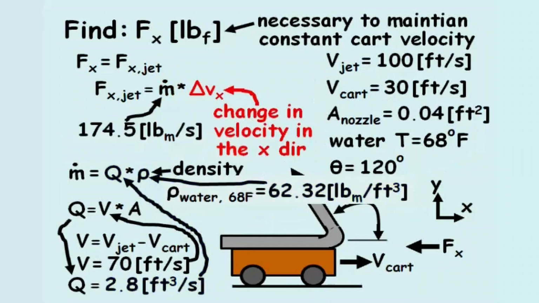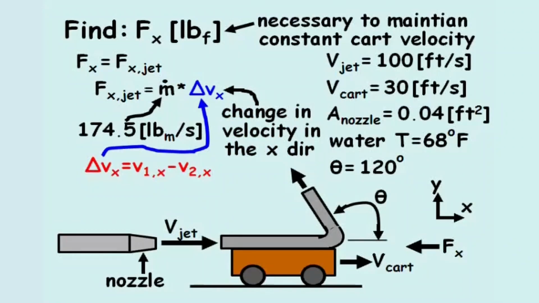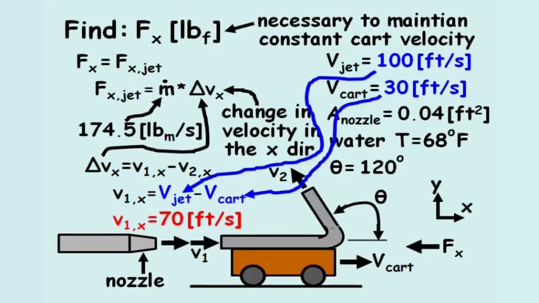The change in velocity of the fluid due to the cart in the x direction can be calculated as velocity 1 in the x direction minus velocity 2 in the x direction, where velocity 2 refers to the velocity leaving the cart and velocity 1 refers to the velocity approaching the cart. From earlier, we know velocity 1 in the x direction equals the velocity of the hydraulic jet minus the velocity of the cart, which is 70 feet per second.